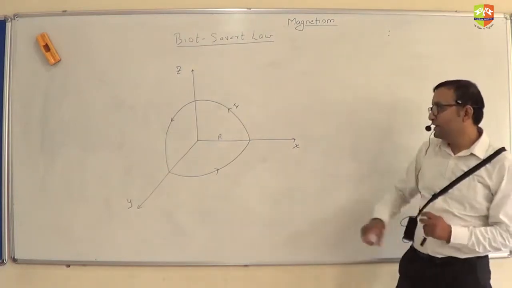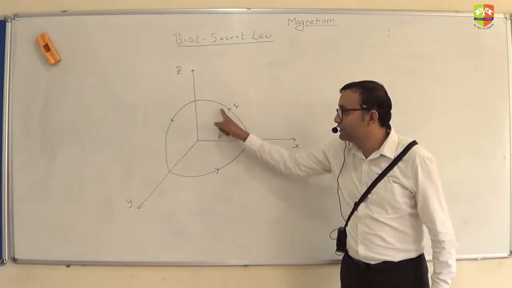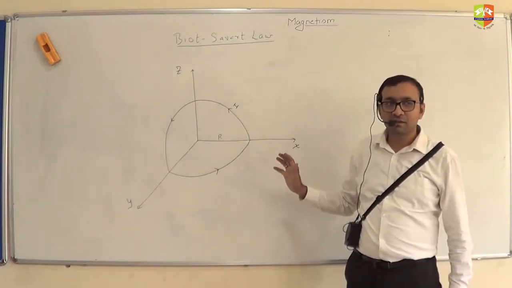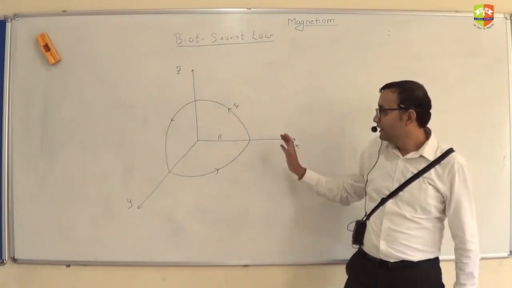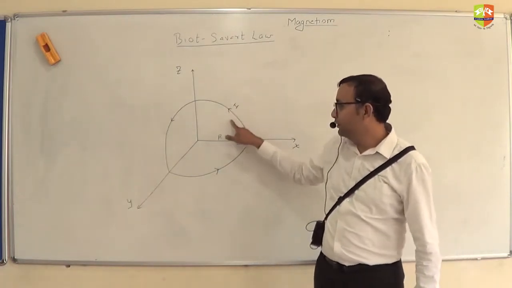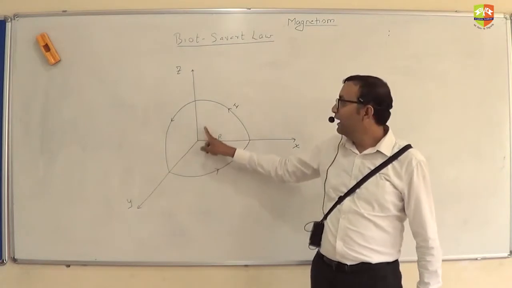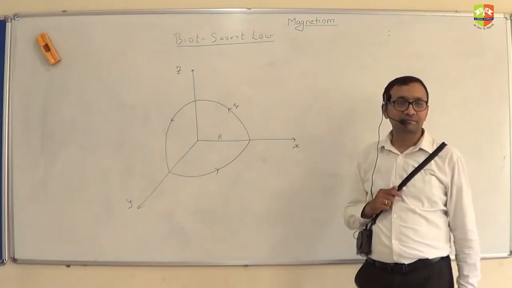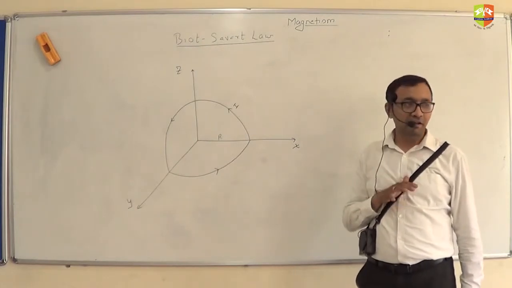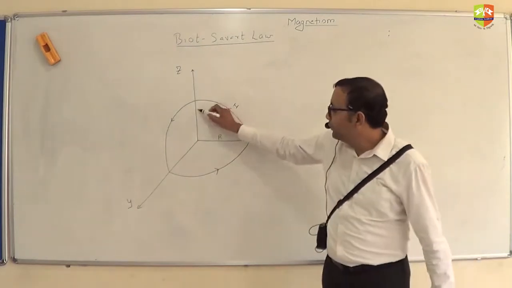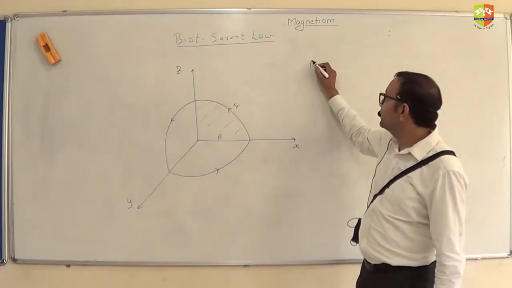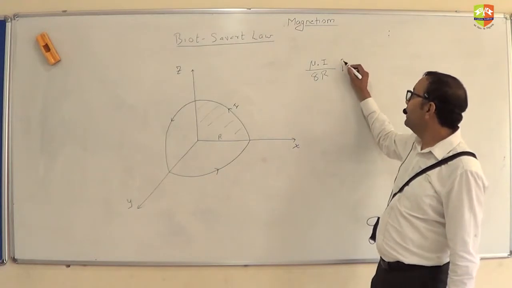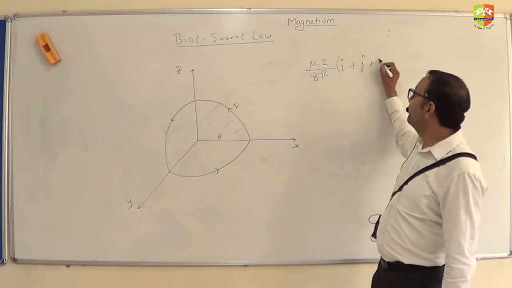Okay, now tell me what is the direction of the magnetic field due to each quarter circle? This is along j-hat, this is along k-hat, and that is along i-hat. The magnitude of each is a vector quantity, the value of it is how much? It is mu naught I by 4R. So the field is mu naught I by 4R times (i-hat plus j-hat plus k-hat).